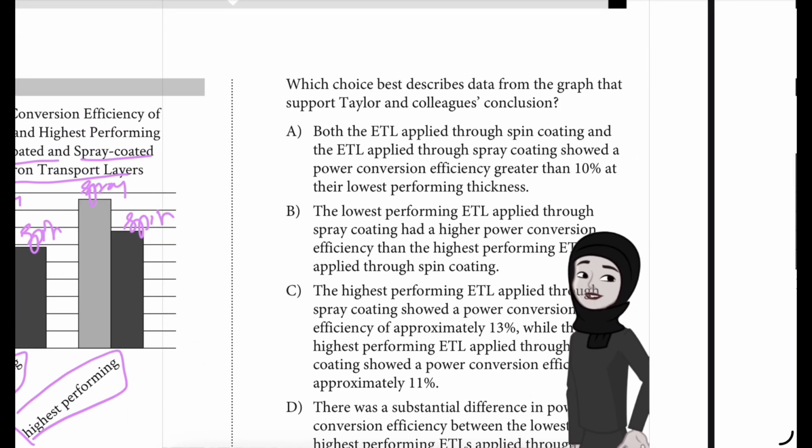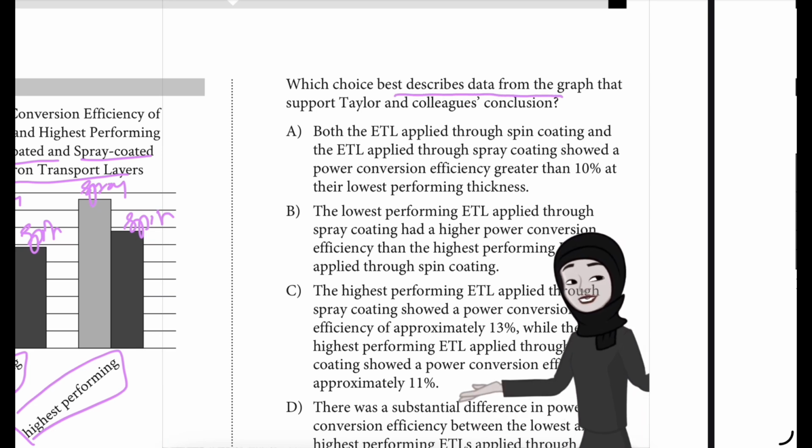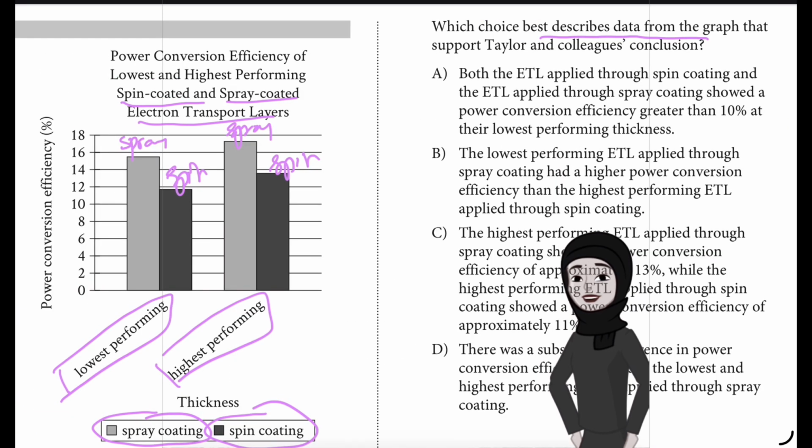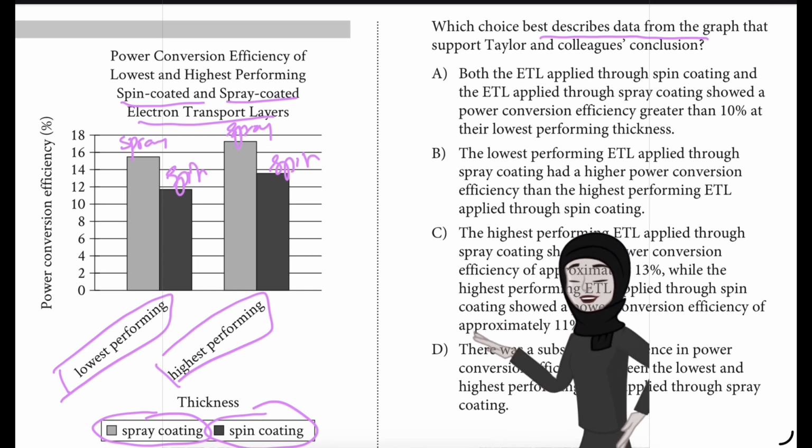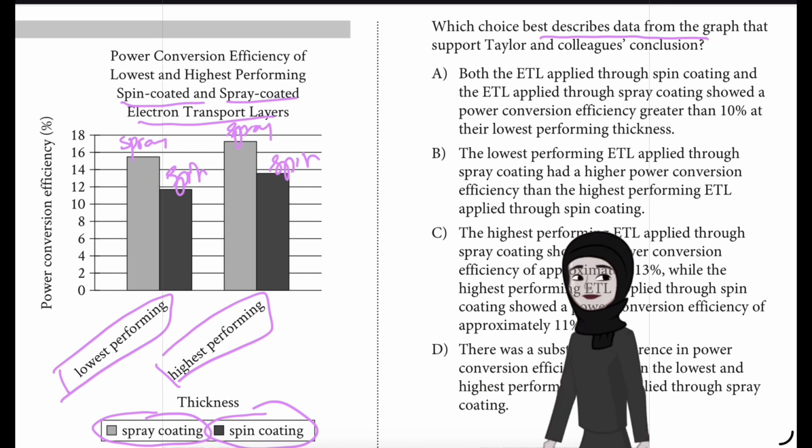And what do we have to do? We have to choose the choice which best describes data from the graph that support Taylor and colleagues' conclusion. We have to support Taylor and colleagues' conclusion and show that spray coating is more efficient compared to spin coating for this ETL. So which answer should we choose?